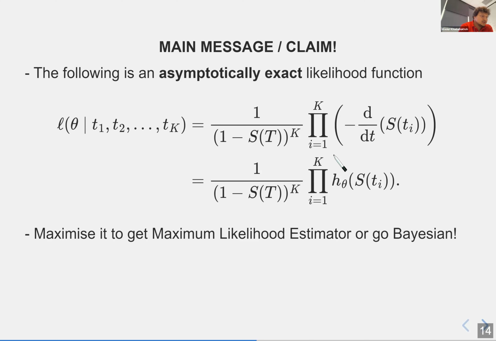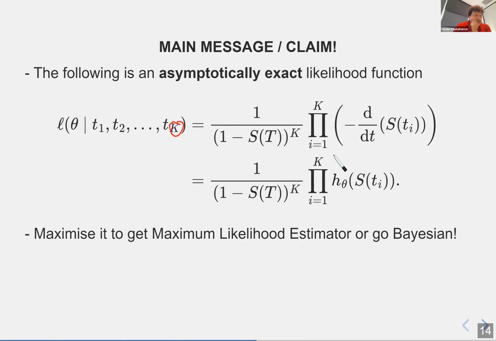And so there's a question: how big is T? T is any fixed number. It doesn't have to be big. So we are not assuming that neither K is big nor T is big. So this is asymptotically exact as long as the underlying population size is large, which means as long as the ODE approximation is good.